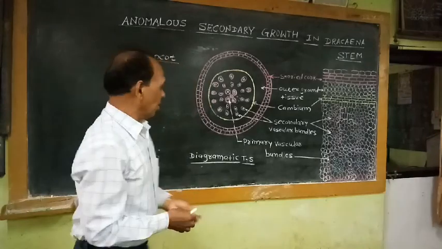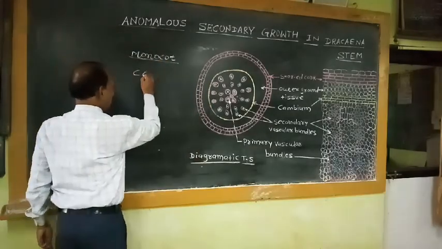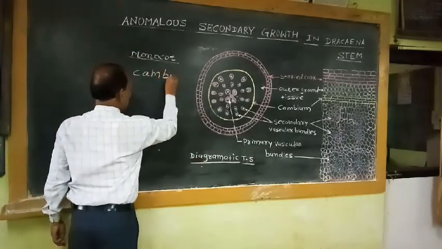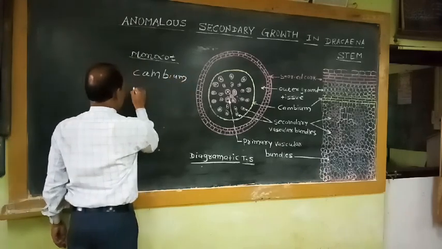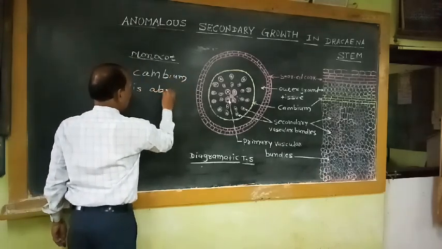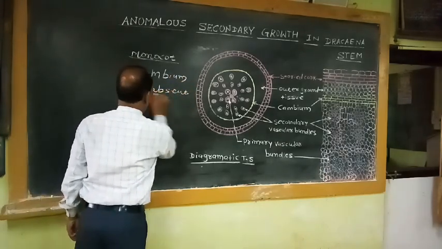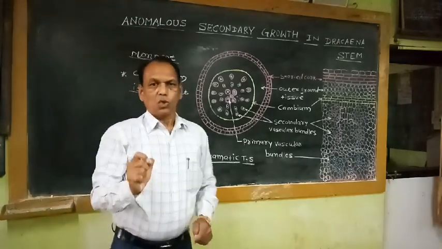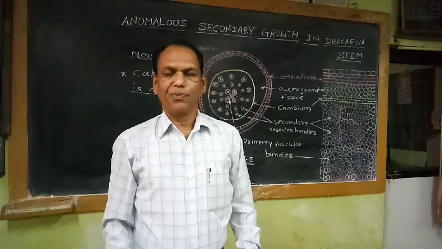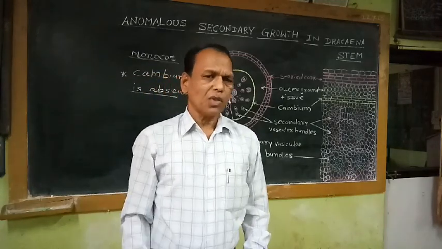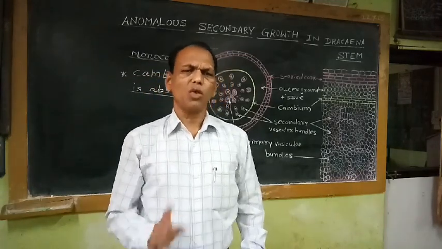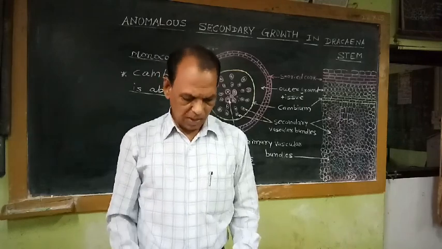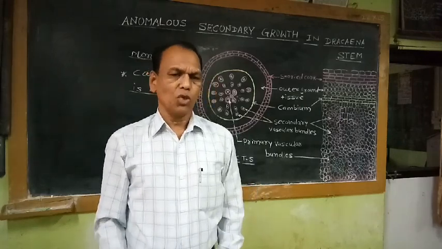because this lateral meristematic tissue, cambium, is absent in all monocot plants. So due to absence of this cambium, secondary growth is totally absent in most of the monocot plants, but rarely some plants show secondary growth.